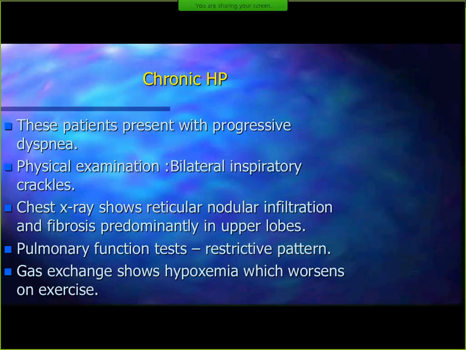And the chronic one, patients progress with dyspnea, and you have inspiratory crackles, Velcro crackles, because there's fibrosis. It shows a reticular nodular infiltration and fibrosis. It's predominant in the upper lobes as opposed to idiopathic pulmonary fibrosis, which is in the lower lobes. So there are different patterns that could give you a clue. But if it's advanced, you may not be able to distinguish it.